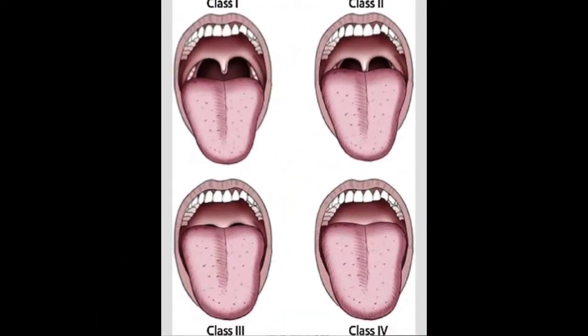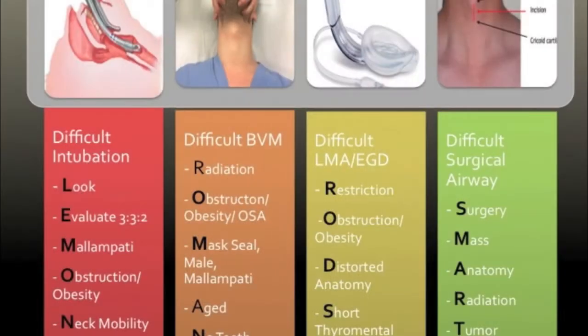M is for Mallampati, look in the mouth. If you're able to see the uvula, that is a good thing. If you can only see the hard palate, that is a bad thing. O is for obstruction. The most common upper airway obstruction in adults is the tongue, but the patient could also obstruct their airway with blood, emesis, or a foreign body. N is for neck mobility. Patients in a C-collar or who have rheumatoid arthritis will be particularly difficult.